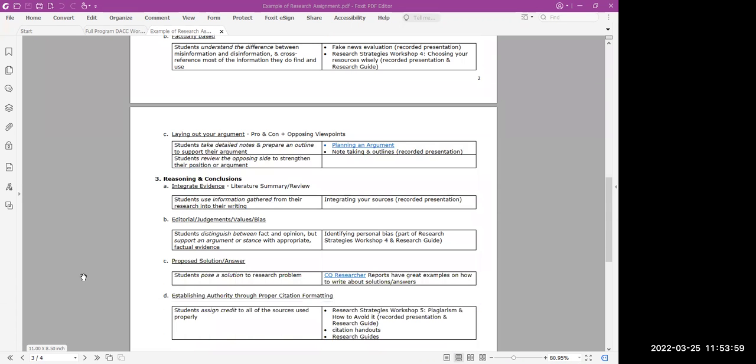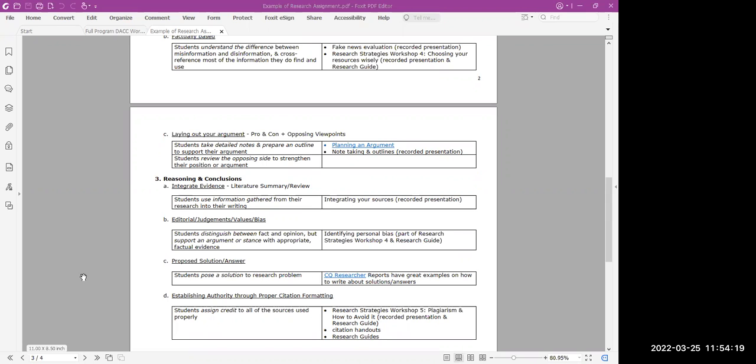Laying out the argument is another step there. I think being a critical thinker means you have an opinion, but that opinion should be based on facts. And that is the goal that we should aim for when teaching our students. It's okay to have opinions, but just make sure you have your facts straight.